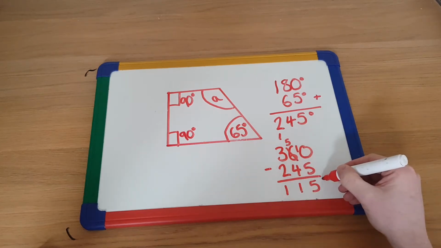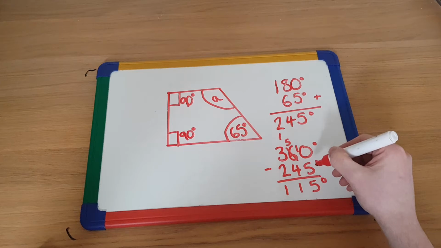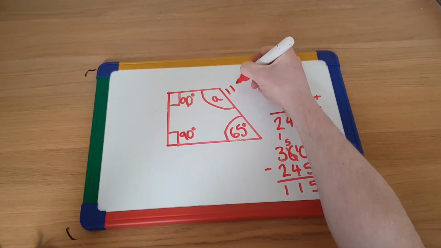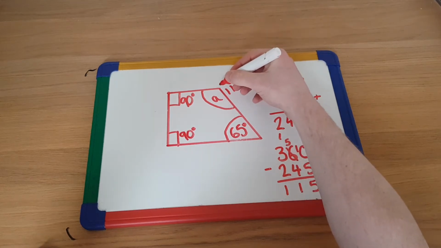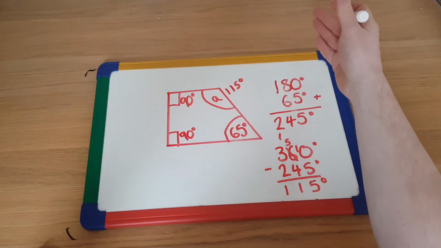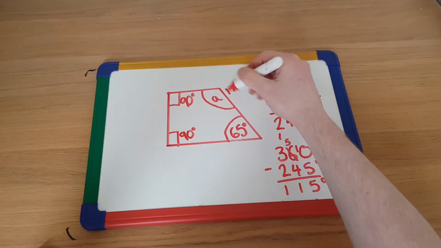So then I've taken away that part, I've then been left with 115 degrees. So then A would be 115 degrees. I know if I look at the type of angle, it's obtuse, and I know that's over 90 degrees, but not over 180. So I should be right.